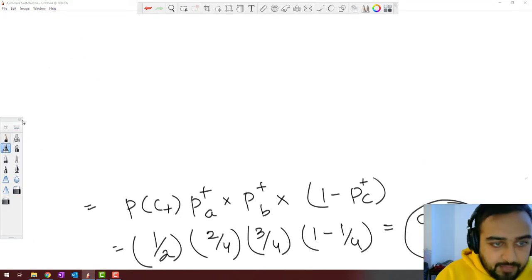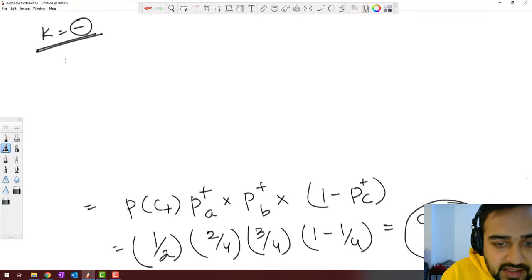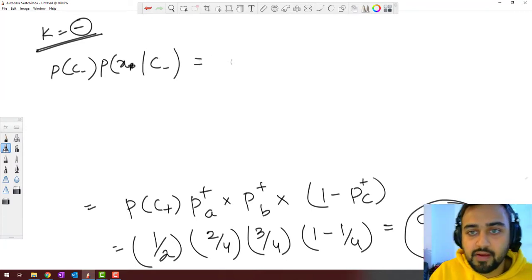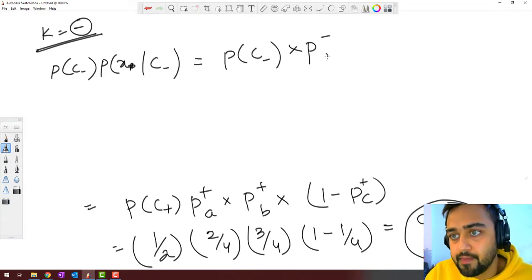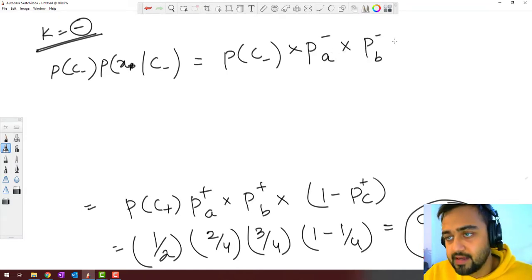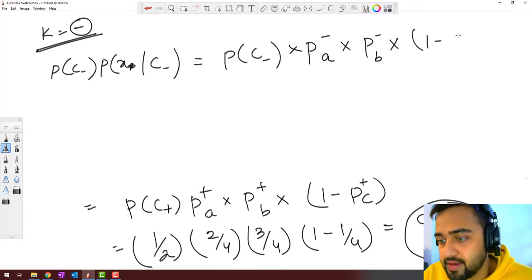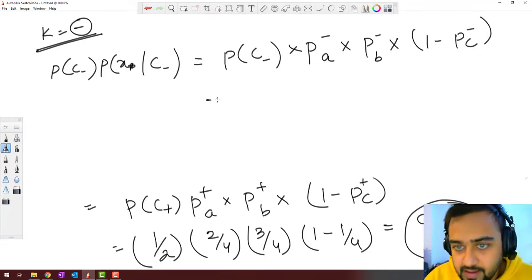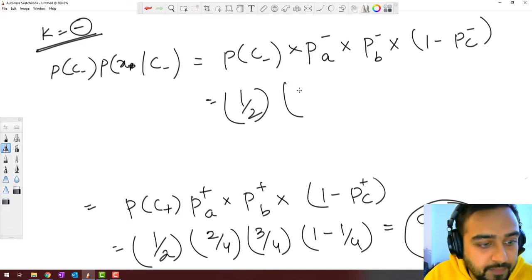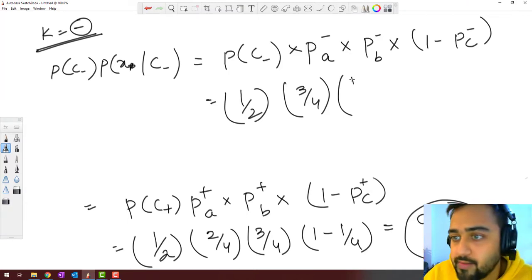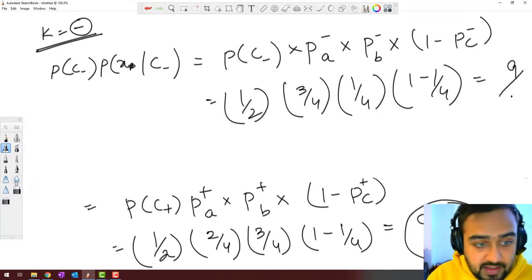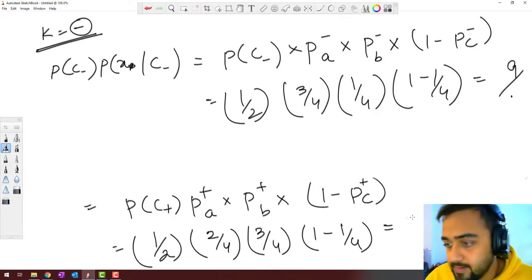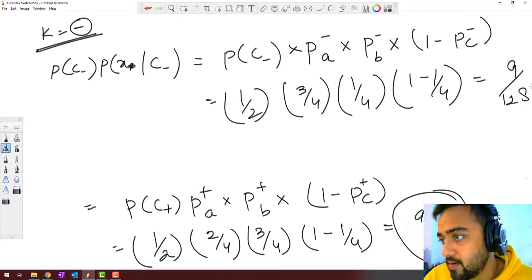Using the same calculation for K equals negative class, we reach the same equation: C negative multiplied by A present in negative, B present in ham, and C as 1 minus C negative. Using this, the class probability is 1 by 2. A negative was 3 by 4. B negative was 1 by 4. And this was 1 minus 1 by 4. We get left with, sorry, this was 9 upon 64. My bad. And this is 9 upon 128.